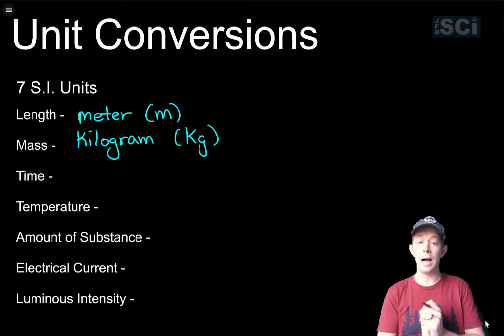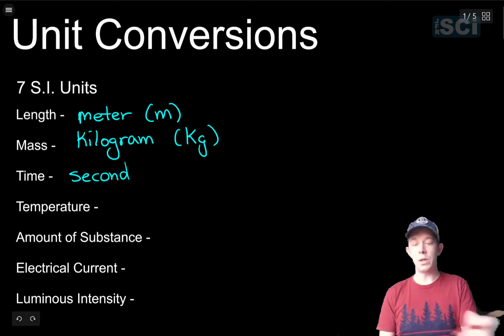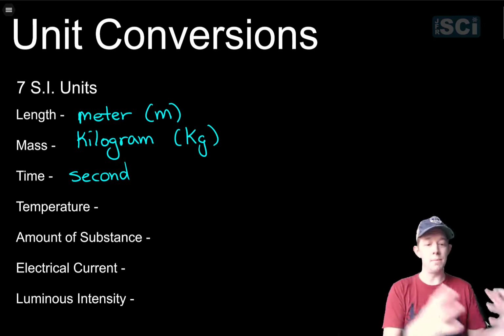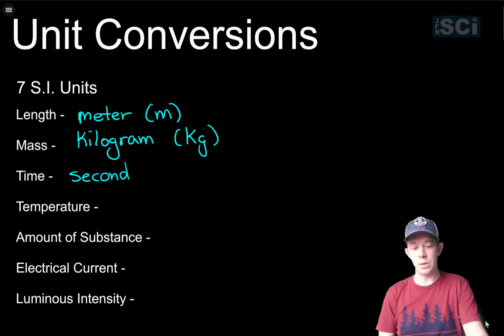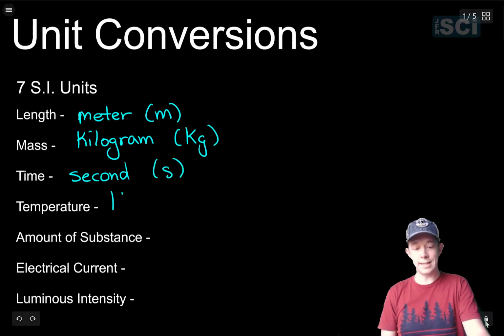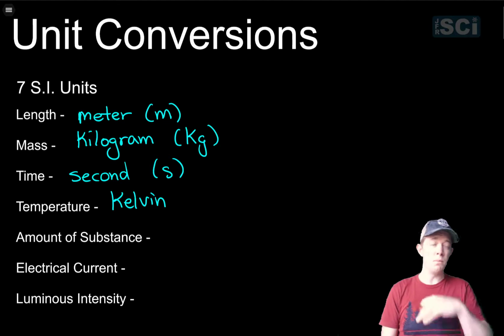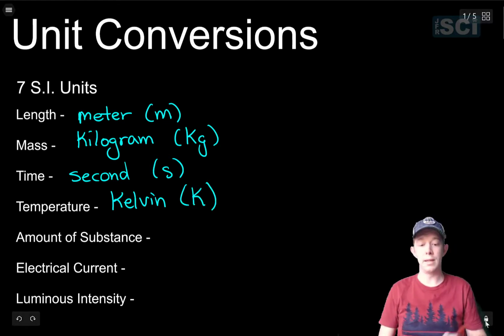The unit for time is the second. Anything that we define for a period of time can be defined based off of a second, and the symbol that we're going to use is an s. Temperature is Kelvin. If you've taken a chemistry class, you'll recognize the name Kelvin, named after a famous scientist, and it's a capital K.